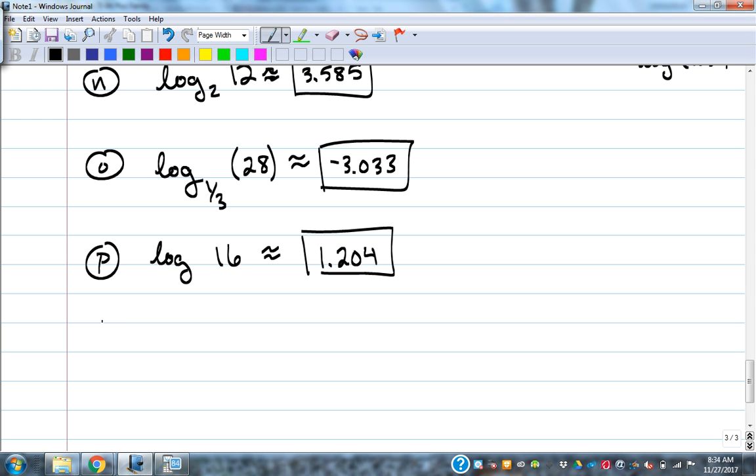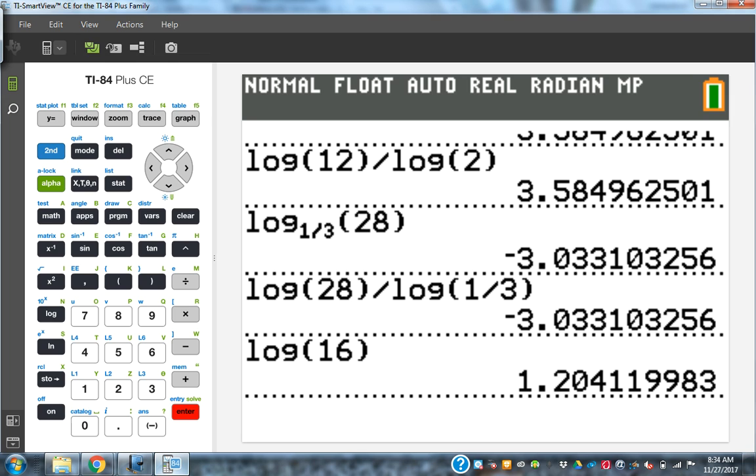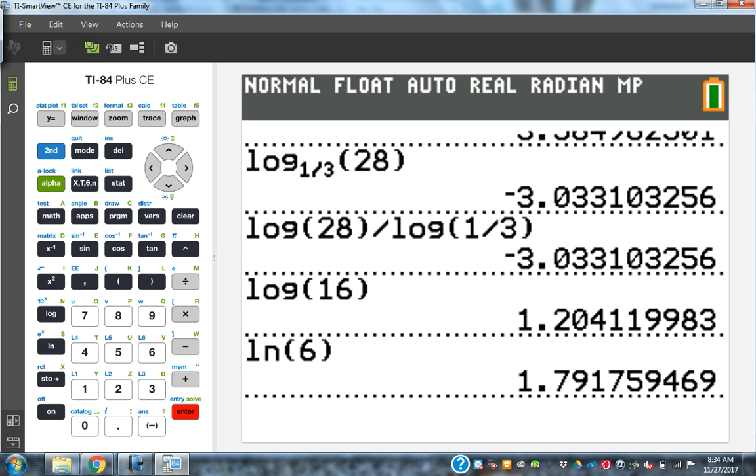Same way with natural log. You've got a natural log button on your calculator. The LN button is just below the regular log button. Natural log of 6. 1.792.